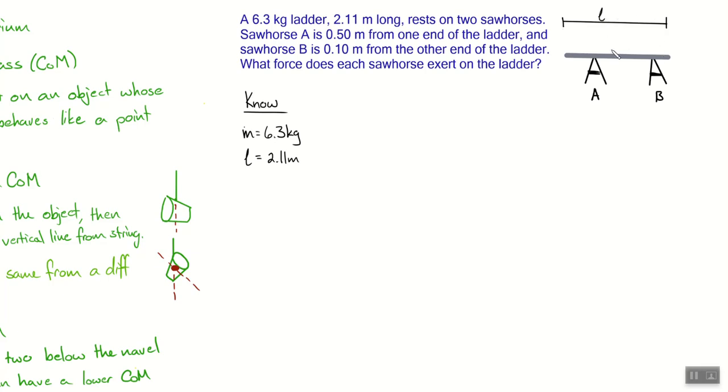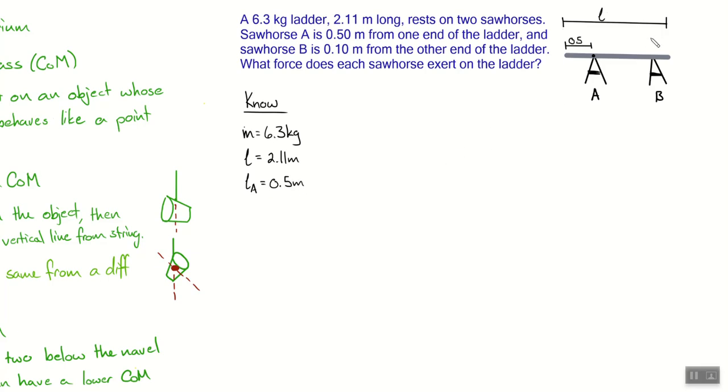Here's L. And what else do we know? Sawhorse A, so this point at A, is 0.5 meters from the edge of the ladder. So here is 0.5. And just to stay consistent with what your book does in case you're using that, I will indicate this length by its length of the ladder from point A until the end. So we know that this is 0.5 meters.